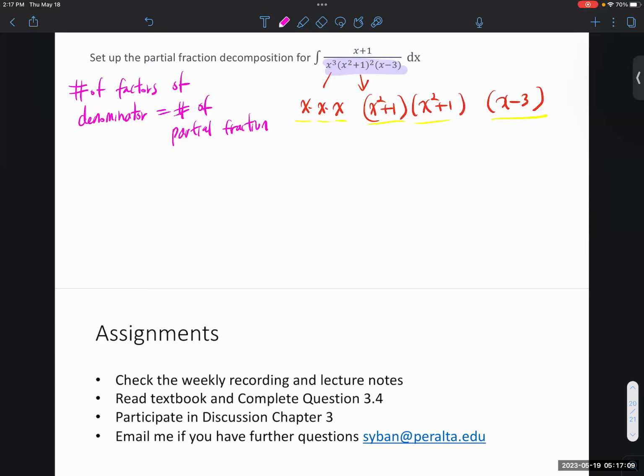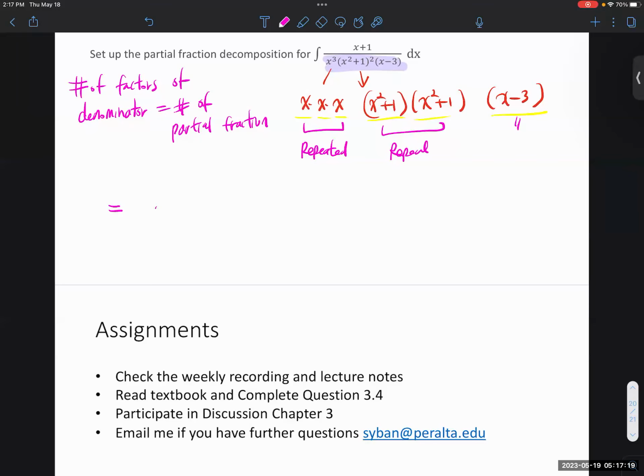So these are repeated. If you have a repeated factor, we know what's happening. And then this one is not repeated. So it equals A over x, B over x squared. You're going to keep increasing. And then x squared plus 1 over what? This is a quadratic, so don't forget that. I'm going to write it here: Dx plus E, linear form.